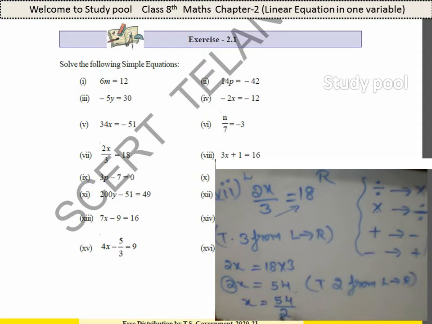So now 2 2s are 4, carry 1, and 2 7s are 14. So we are getting 27 by 1, that is 27. So x is equal to 27. I hope you understood. We'll see the next one.